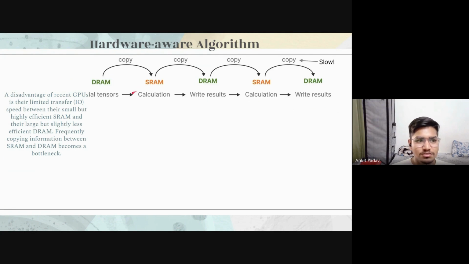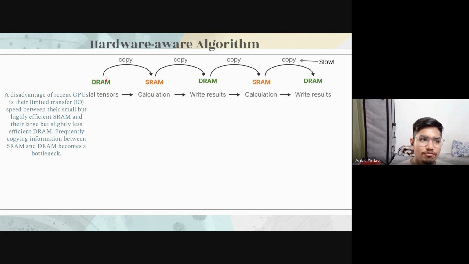What they are doing is, usually DRAM is a bigger memory with slower speed, and SRAM is a quicker memory. If I say that DRAM is L3 cache and SRAM is L1 cache, computation in SRAM is expensive because of the smaller space. You can't do all the computation there only.